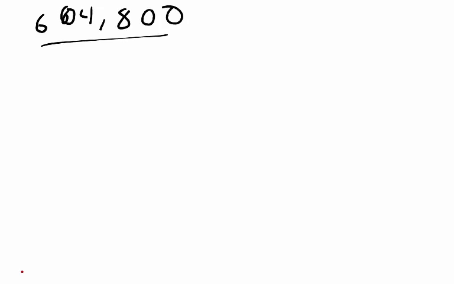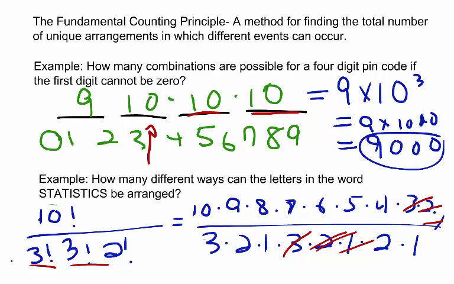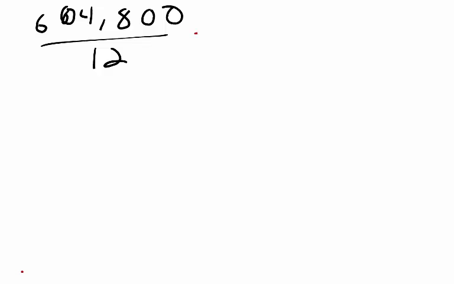604,800 divided by 12. These numbers came from multiplying across the top of the numerator and the bottom of the denominator. Dividing this out further, we get 50,400 different ways.